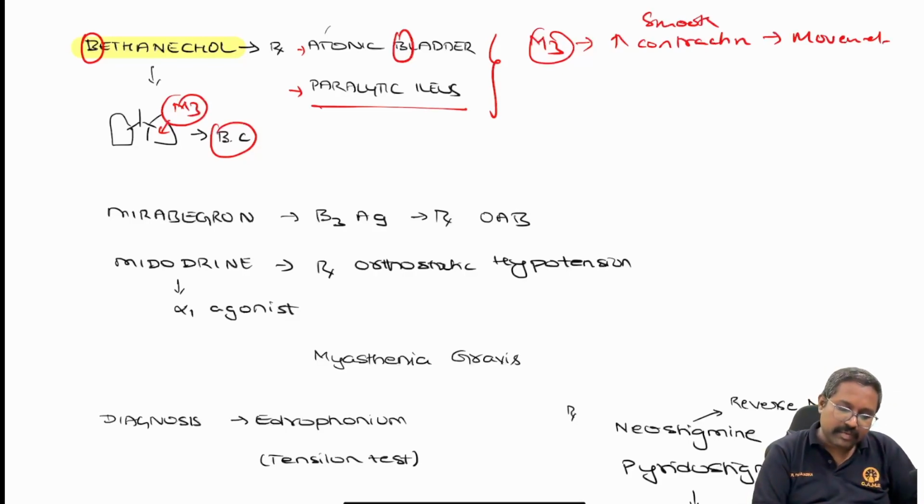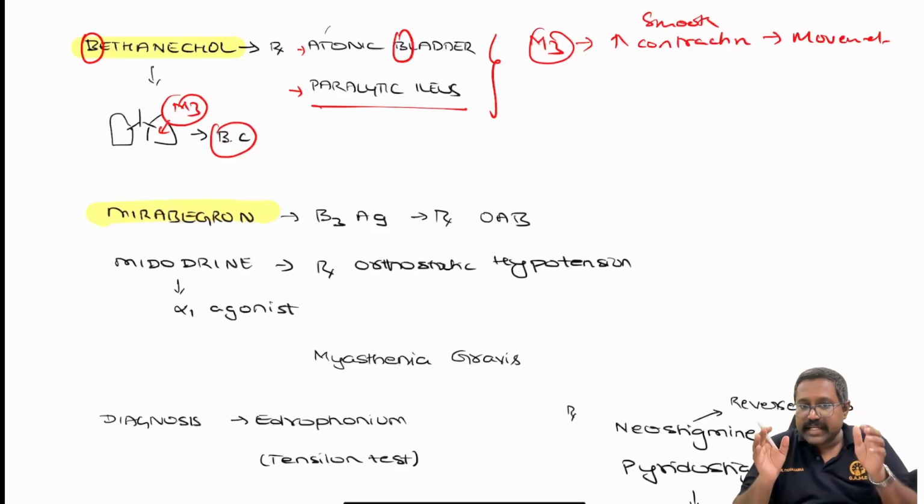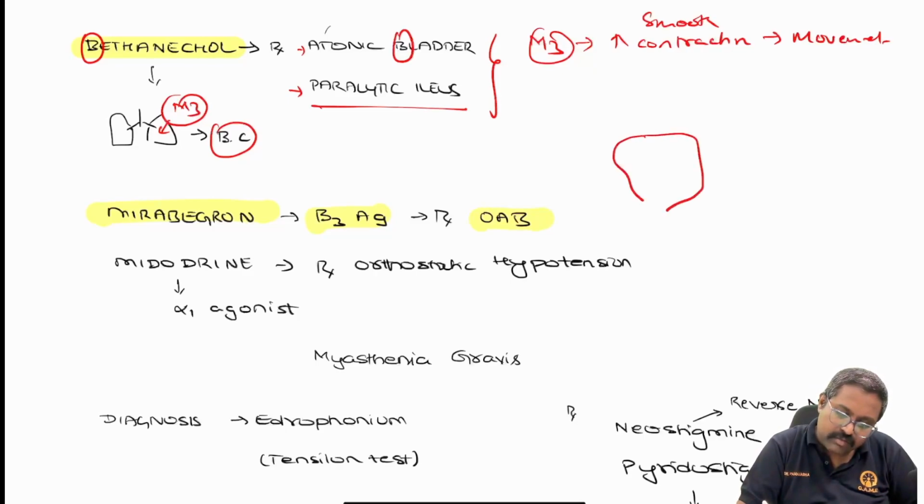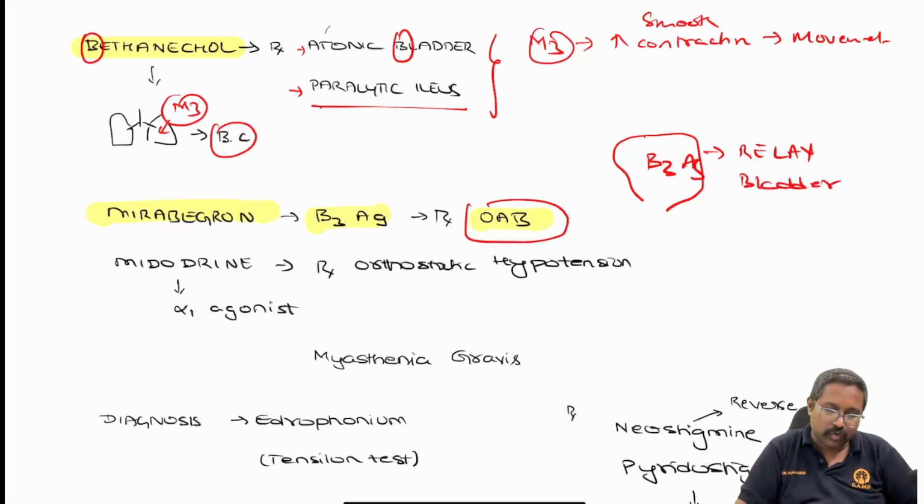Okay. Next thing you should remember is the very important mirabegron. Mirabegron is a newer drug. It is a beta-3 agonist. It is helpful in the treatment of overactive bladder. So what will mirabegron do? Mirabegron is the beta-3 agonist. It will relax the bladder. So it is mainly used in the treatment of overactive bladder.